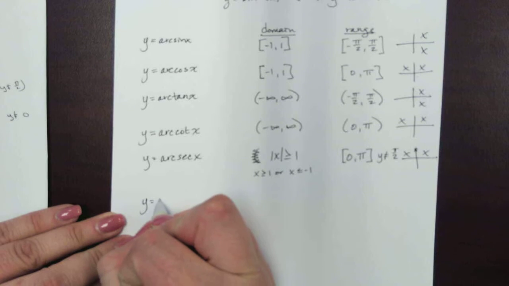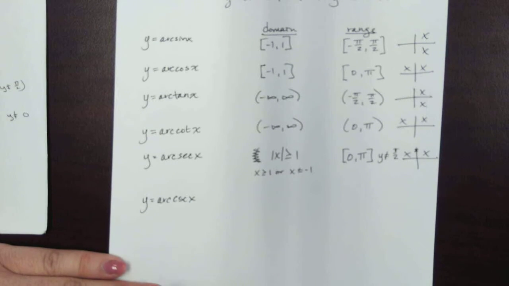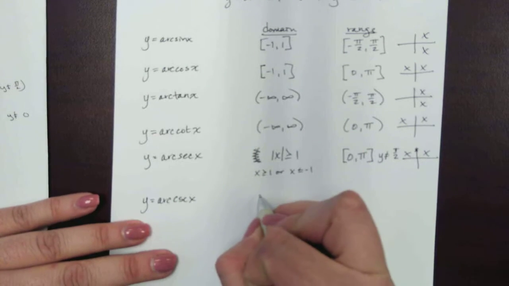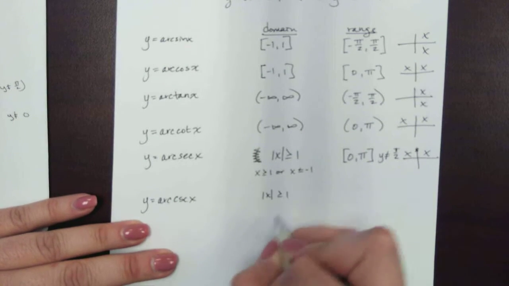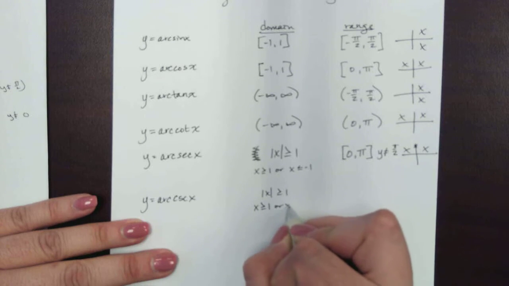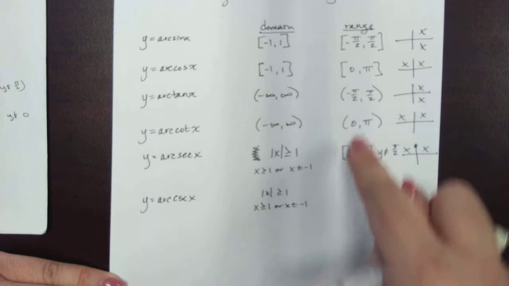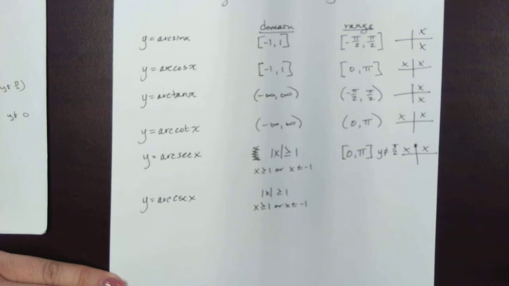Okay, y equals arccosecant x. The domain is going to be the same: absolute value of x is greater than or equal to 1, or x is greater than or equal to 1, or x is less than or equal to -1. And the range, any idea? Where's the range going to be?